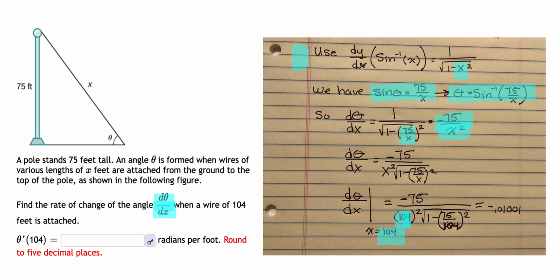On the calculator, I'm going to plug in 104 everywhere I see x, making sure that I put parentheses in the denominator so the calculator understands the order of operations. I want the calculator to know that the 104 squared and the square root are in the denominator. When you put all of that in your calculator and round to 5 decimal places as the question requests, you should get negative 0.01001.